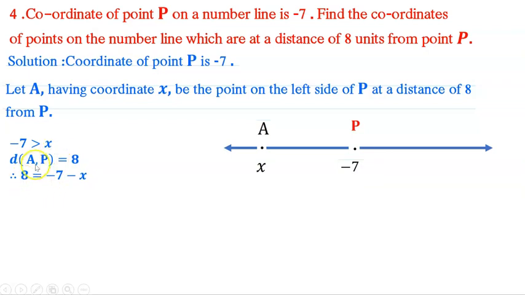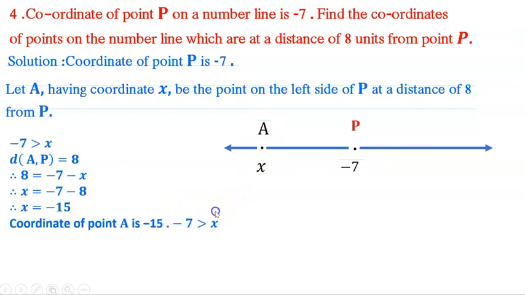That is 8 is equal to. We know the distance. 8 is equal to -7 minus x. And hence, this x is equal to -7 minus 8. Okay. That is equal to -15. Okay. And hence, the coordinate of the point A is -15. Therefore, coordinate of the point A is -15.